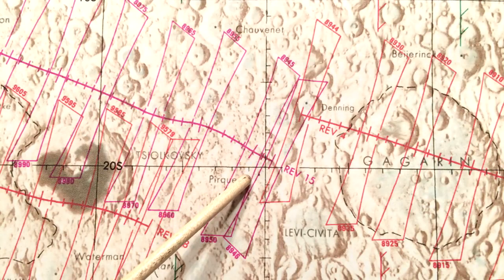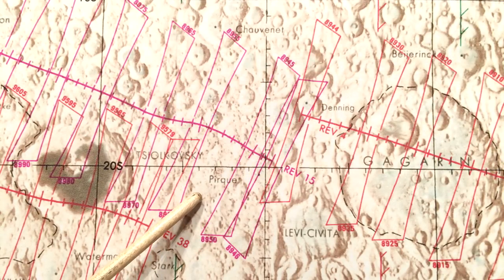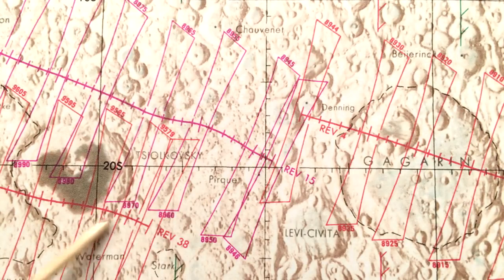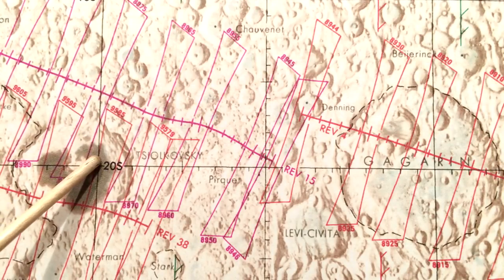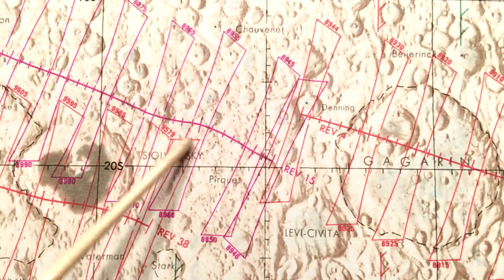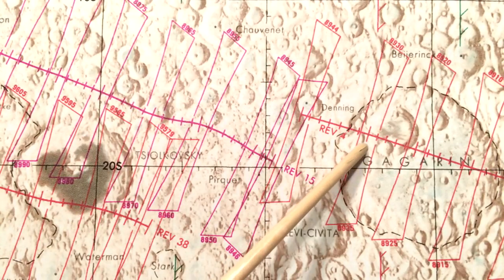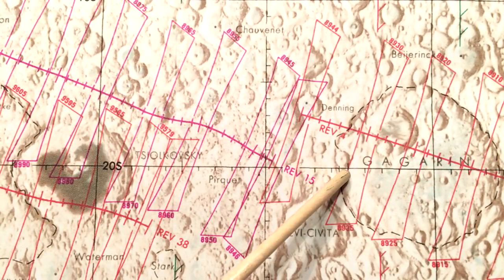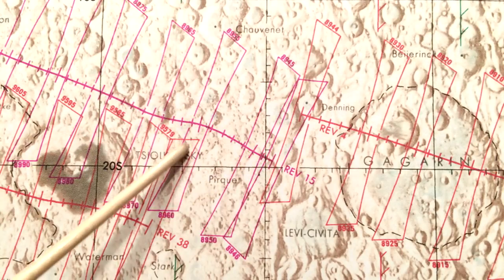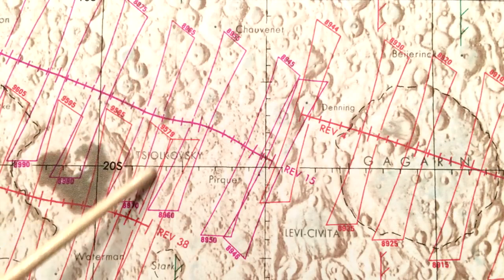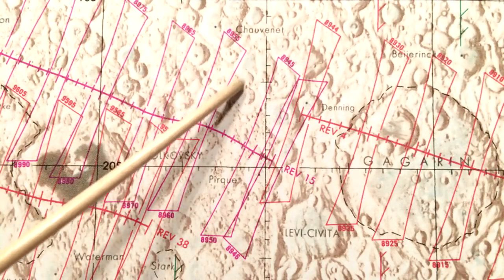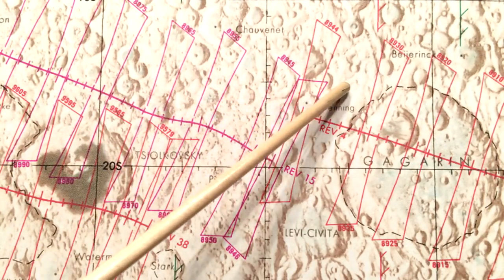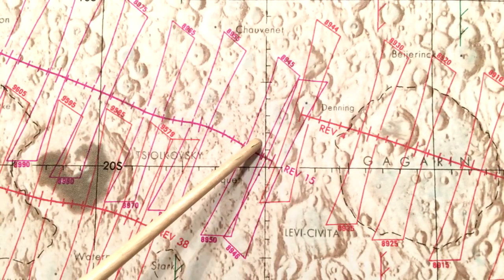So here we are back on the far side of the moon, and now we've zoomed up much closer to those two craters I referenced, Chilkovsky and Gagarin. But this time we have all these crazy red and magenta shapes superimposed on this relief map of the moon.